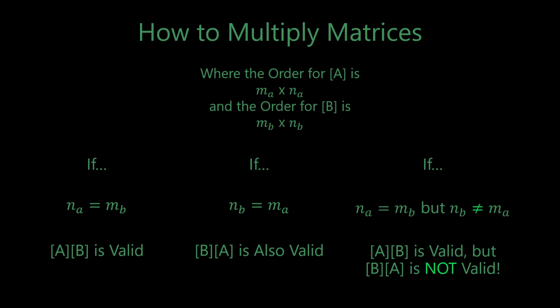If the columns of matrix B is equal to the rows of matrix A, then matrix B times matrix A is valid. If the columns of matrix A are equal to the rows of matrix B, but the columns of matrix B are not equal to the rows of matrix A, then matrix A times matrix B is valid, but matrix B times matrix A is not valid.